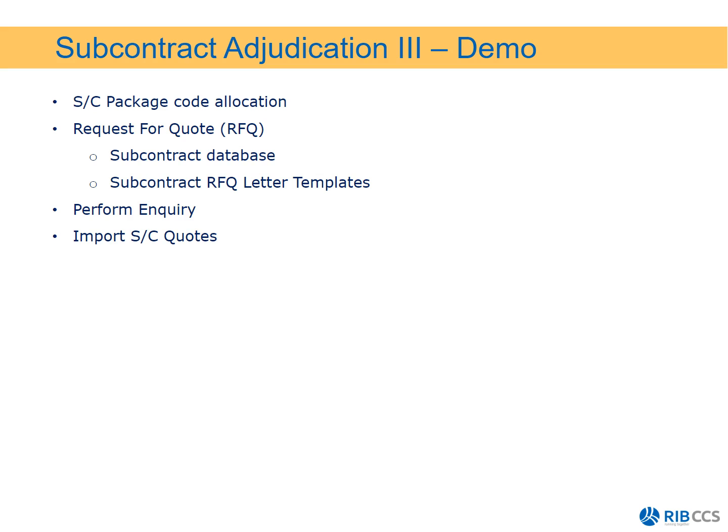So I'm going to firstly show you how you go about allocating subcontractor package codes. I'll then take you through the subcontractor RFQ, the database. From there, I will show you the letter templates. Okay, so you're going to have the letter and a database, and you're going to select which subbies it is that you want to send them to. And that's where we're going to perform the inquiry. And from there, we're going to import the subcontractor quotes.